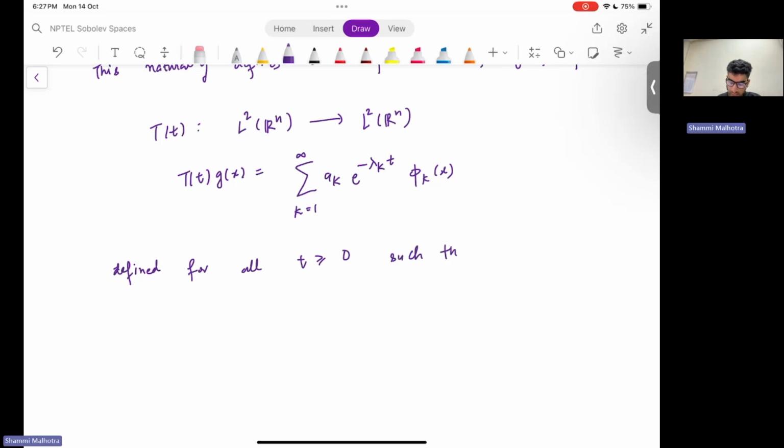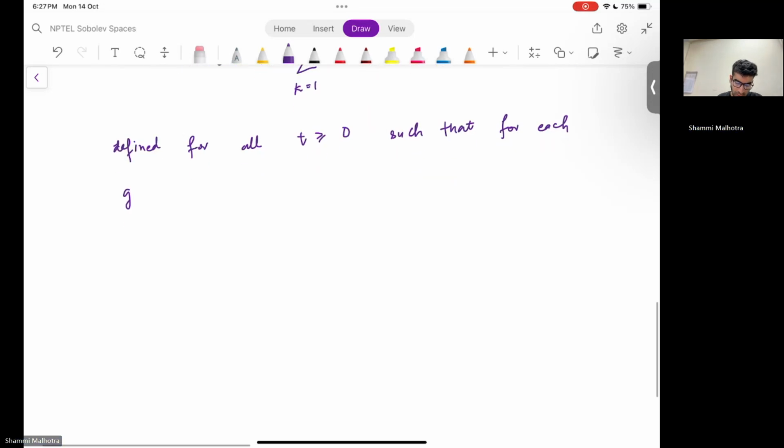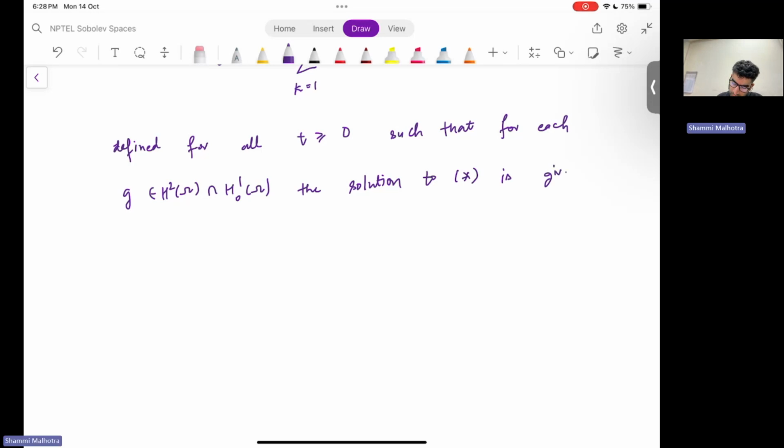Such that for each g in H2 omega intersection H0 1 omega, the solution to star is given by u(t) equal to T(t) g.